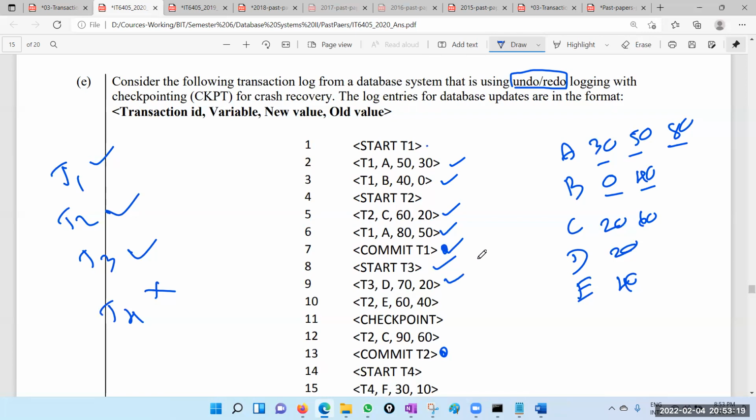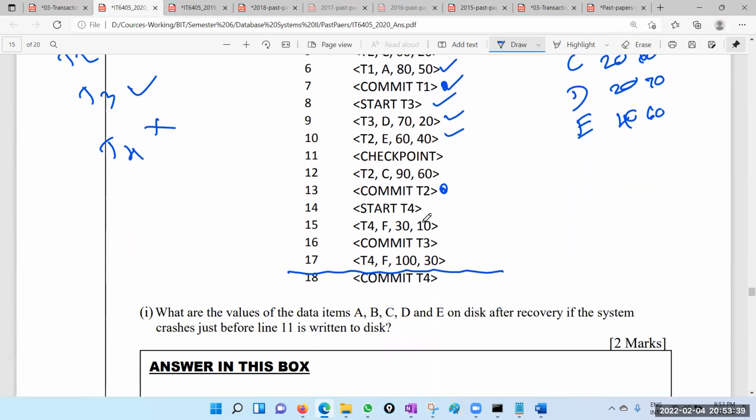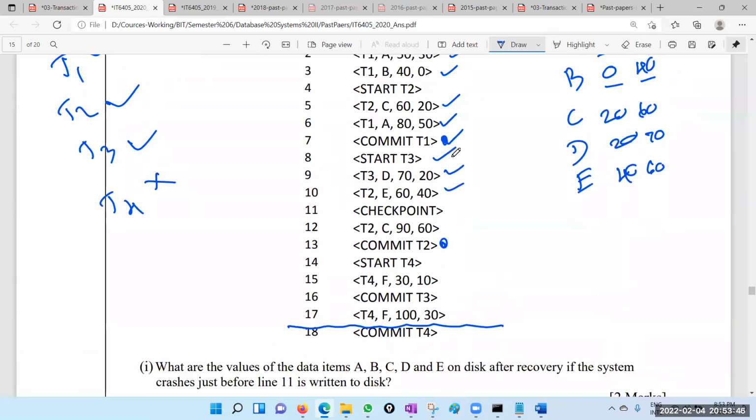Then T3 we are going to redo because it's committed. D 20 becomes 70. E, transaction 2 committed. E 40 becomes 60. Checkpoint, it will be flushed. T2 is committed. 60 becomes 90.